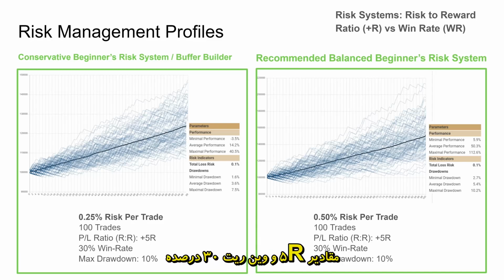These are both the same systems with 5R and 30% win rate, right? 5R on average is what we would be winning on our trades. But you can see the huge difference between our average performance.